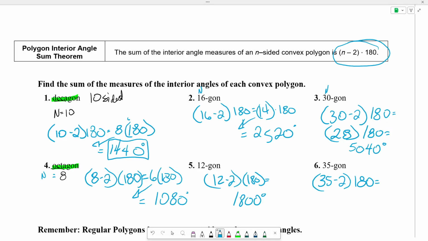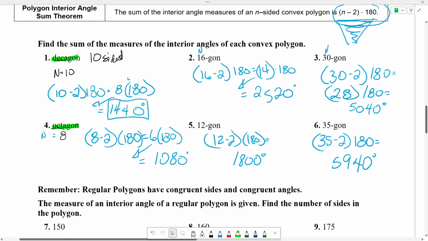Which is going to be 5940. It does not matter how many sides you have. You take the number of sides, subtract 2, and multiply it by 180. And that'll tell you what the sum, all the angles added together, of our polygon happens to be.